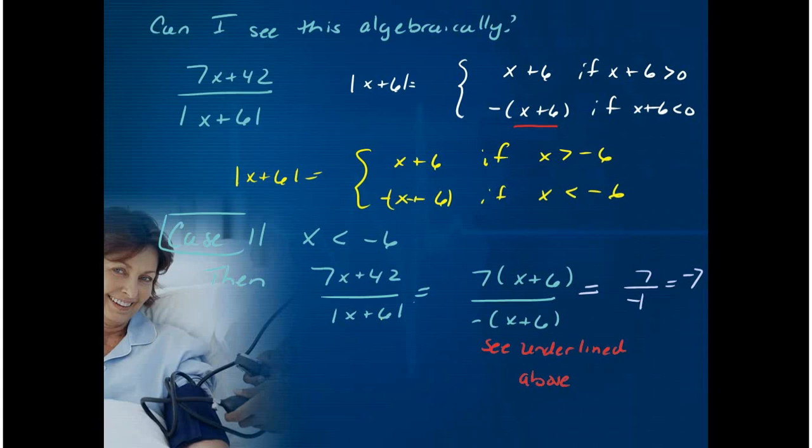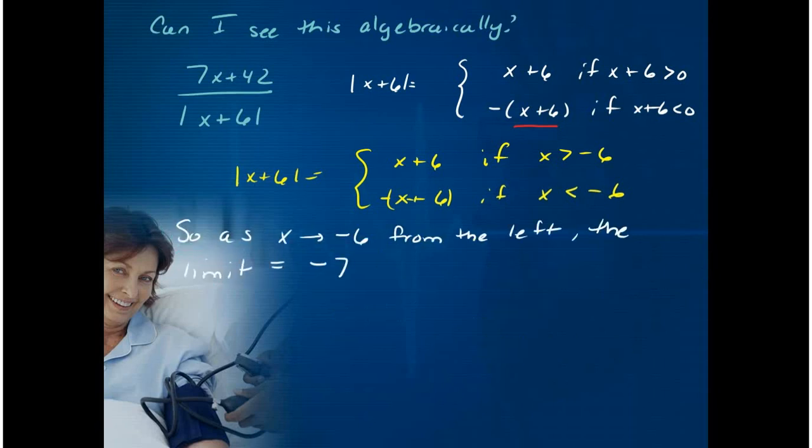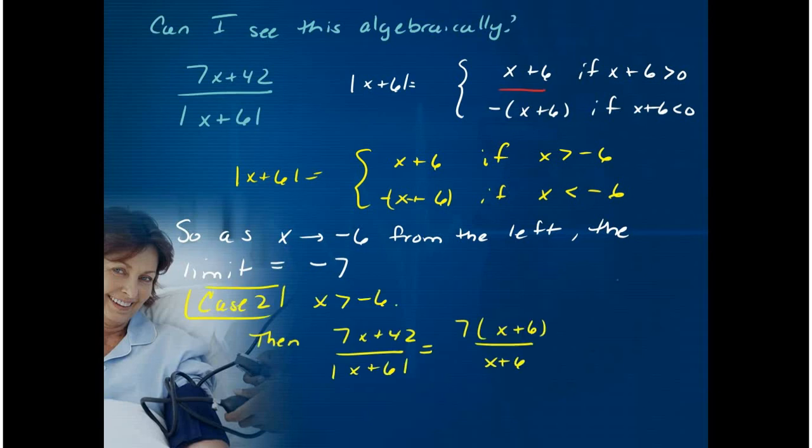I get -7. And I got that on the Excel spreadsheet. If you recall, I got -7 if I'm to the left of -6. So the limit is -7 if I approach x from the left, -6 from the left.